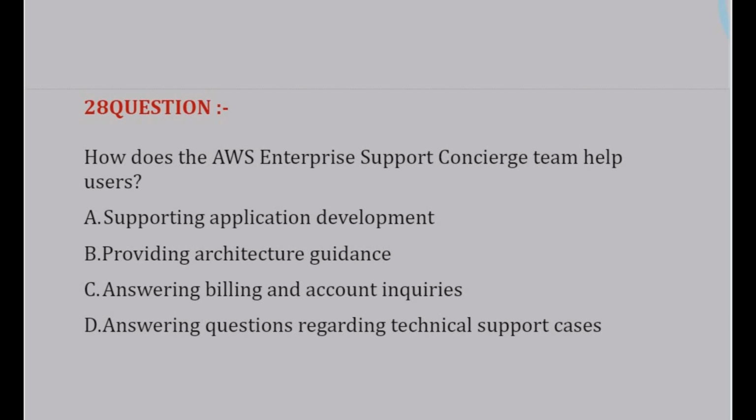Question is, how does the AWS Enterprise Support Concierge team help users? Option A, supporting application development. Option B, providing architecture guidance. Option C, answering billing and account inquiries. Option D, answering questions regarding technical support cases. Correct answer is option A.